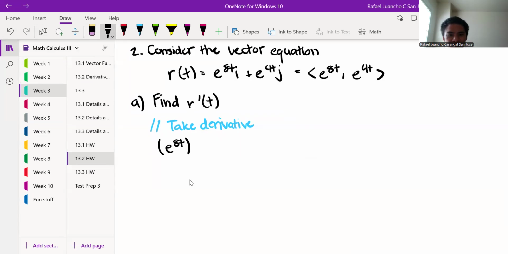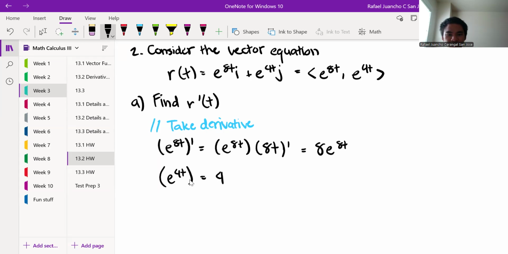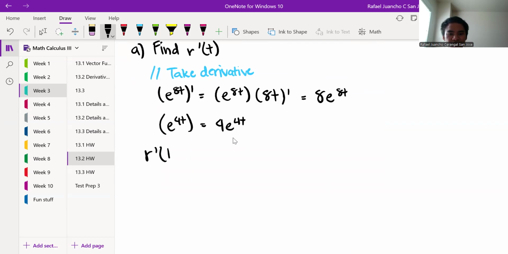So the derivative of the x component function is, well, we do chain rule. So e to the 8t, and then we take the derivative of what's inside that e function. And here we get 8. So 8e to the 8t. Then e to the 4t, you guessed it, it's the same thing: 4e to the 4t. And there we have it. R prime of t has these components.